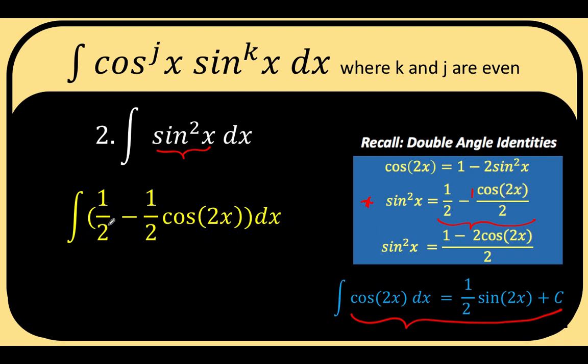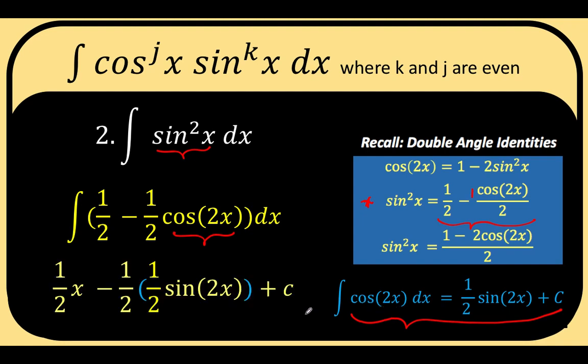From here, we know the antiderivative of 1/2, and for the antiderivative of cosine 2x, we already have that formula here. So let's apply the formula. The antiderivative of 1/2 is 1/2 x. We copy this constant 1/2, copy the minus sign, and then the antiderivative of cosine 2x is 1/2 times sine 2x, plus a certain constant.